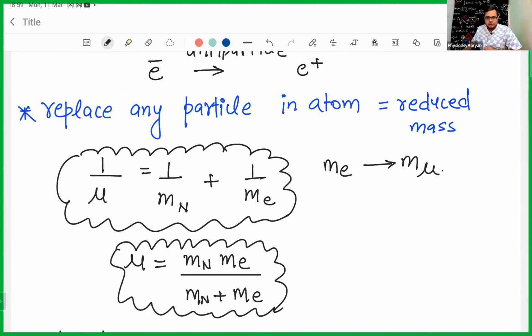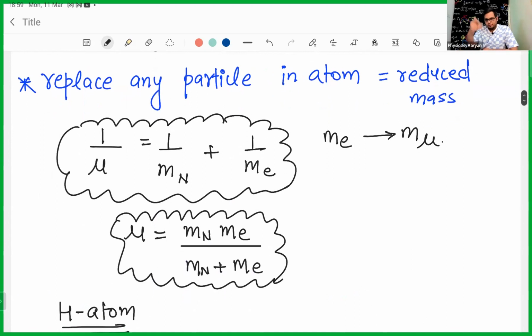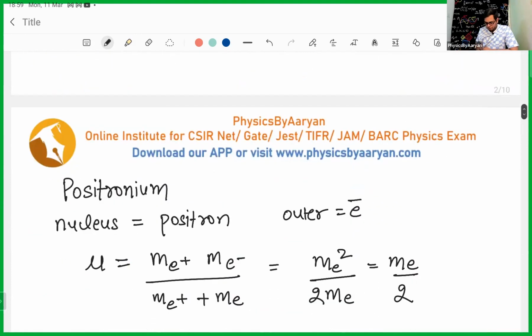Everyone, what do you say? Understood? Now how do we write the reduced mass? 1 by mu equals 1 by mass of nucleus plus 1 by mass of electron, or whatever is revolving. So everyone clear concept? Hydrogen atom and then positronium. So we wrote the reduced mass for both.